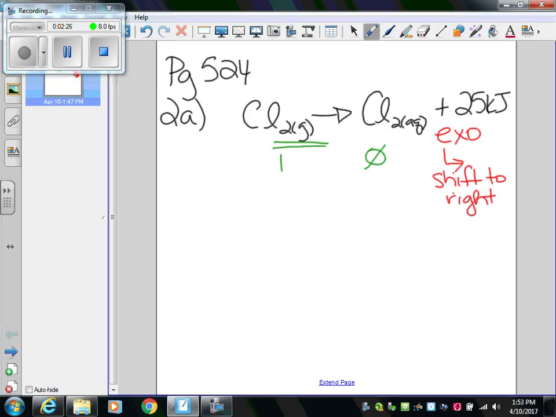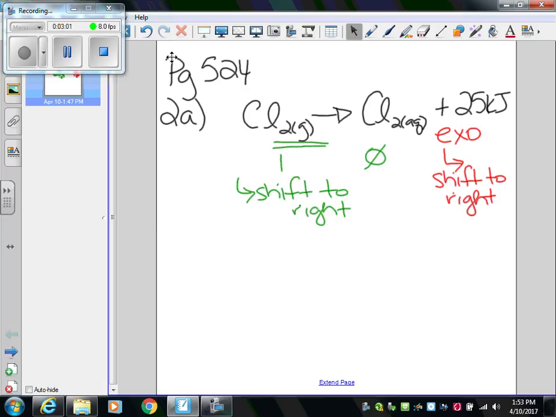So if I have 1 on this side and none on this side, again, I'm going to shift to the right. Again, if I look at my little chart, we looked up more reactants, telling me it's going to shift to the right. Are we okay with me so far on that? Kind of? Which part are we uncertain about? How do we know we're shifting to the right?